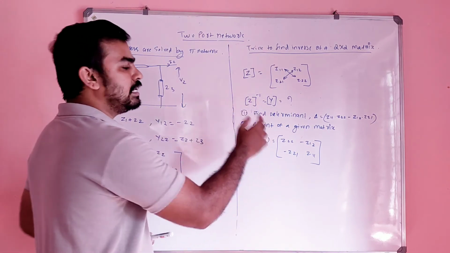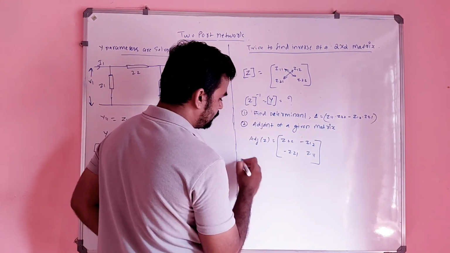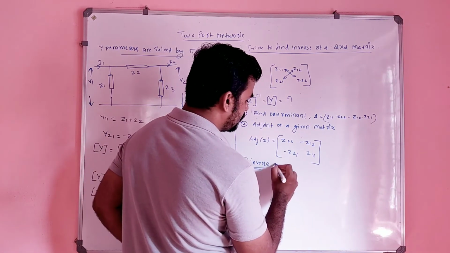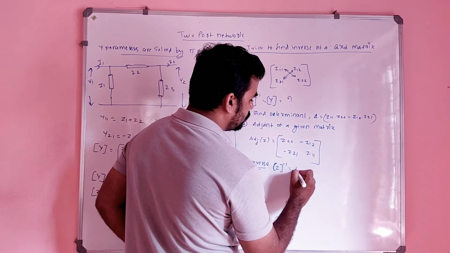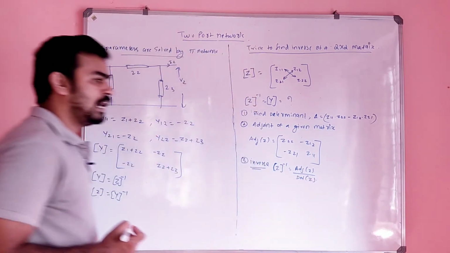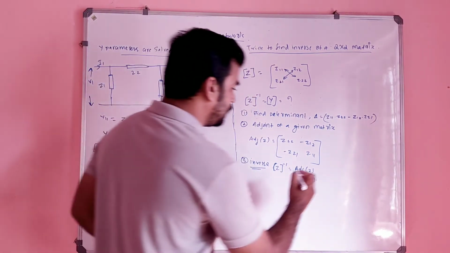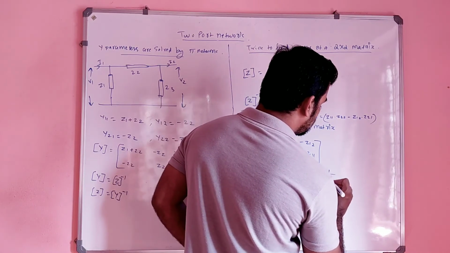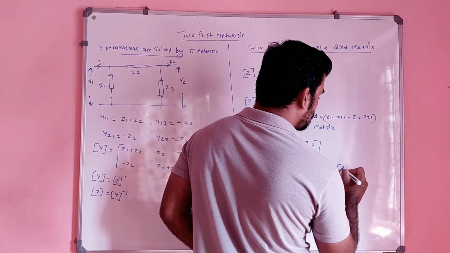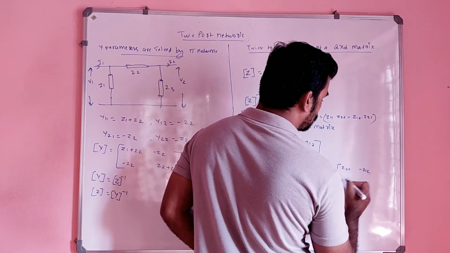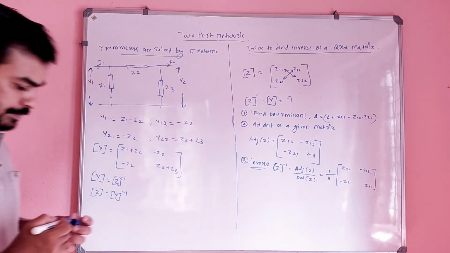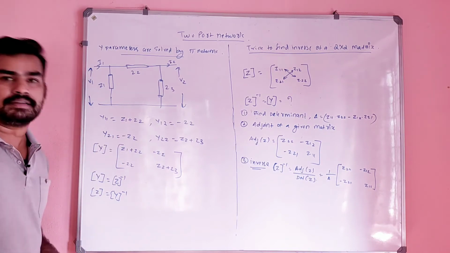If you have the determinant and adjoint, the third step is the inverse. Z inverse is equal to the adjoint of Z divided by the determinant of Z. That is 1 by delta, where delta is the determinant, into Z22, minus Z12, minus Z21, Z11. This will be the inverse of a given matrix.